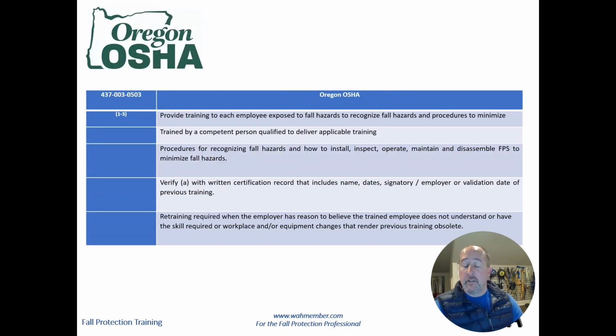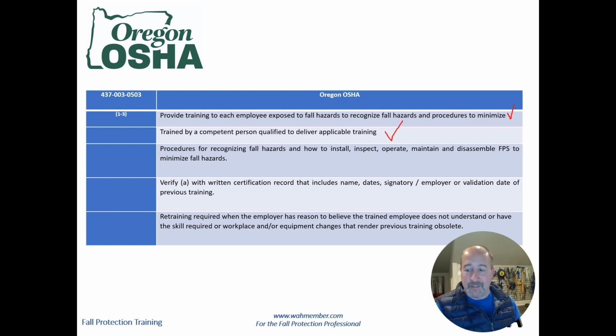All right, and then taking a look at Oregon, Oregon OSHA wrote specific requirements for construction. They're very similar to Subpart M 1926-503, but they can be found in 437-003, 0503, also in Subpart M. The general industry requirements for Oregon are the same as 1910-30. So I only included the 503 section here in this presentation. But they're very similar. Provide training to each employee exposed to recognize and minimize fall hazards. Trained by a competent person qualified to deliver applicable training.